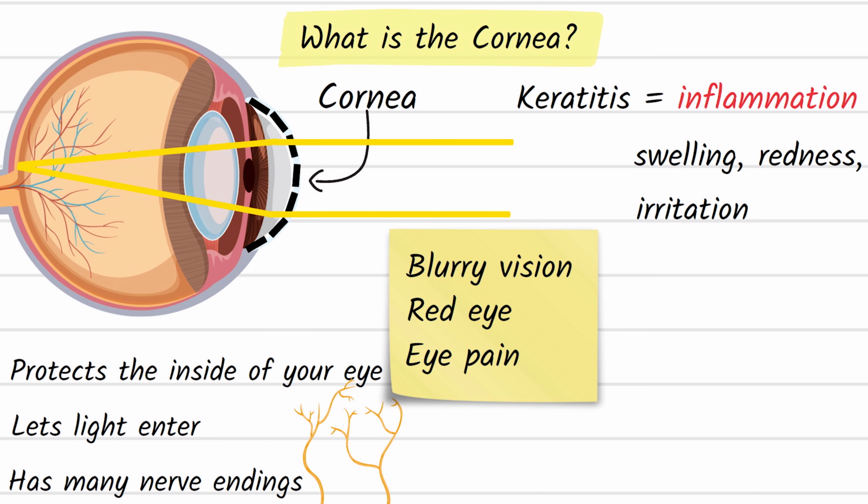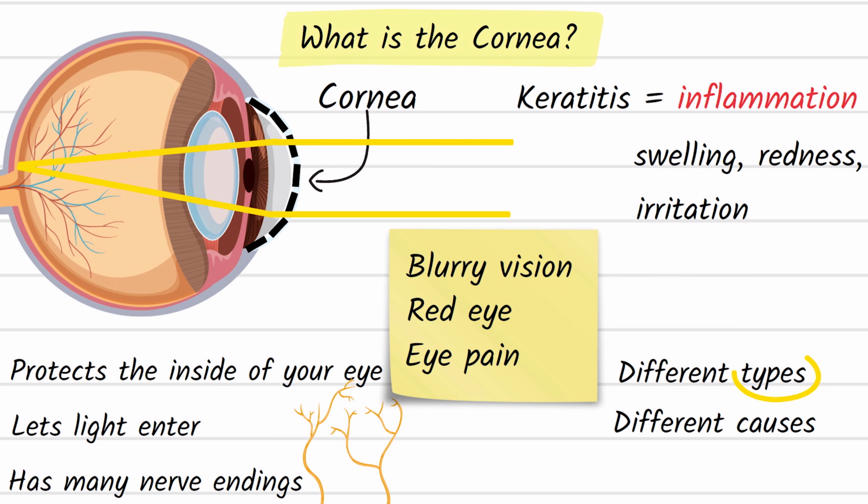Now here is where it gets interesting. There are actually several different types of keratitis, and they are caused by very different things. Understanding the type of keratitis is crucial because the treatment is completely different depending on what is causing the inflammation. Let's talk about bacterial keratitis first.